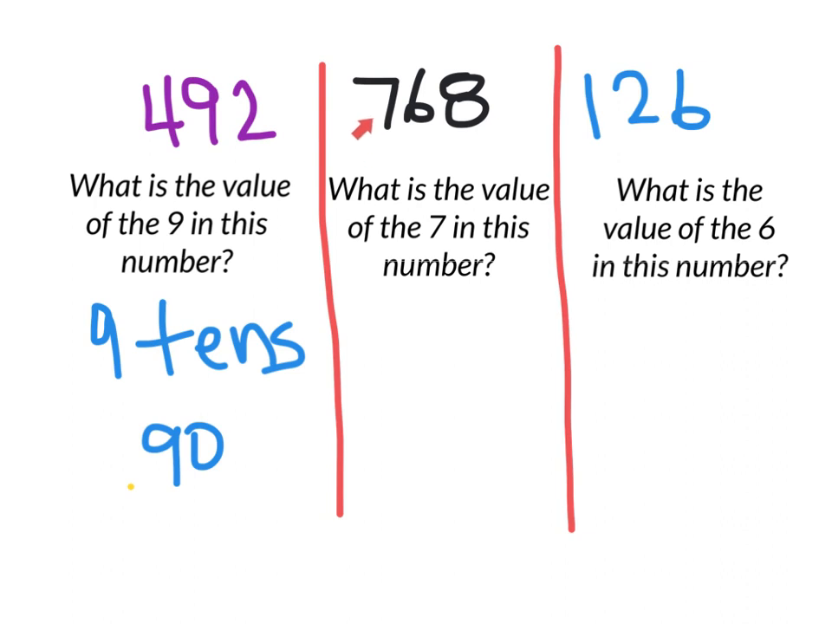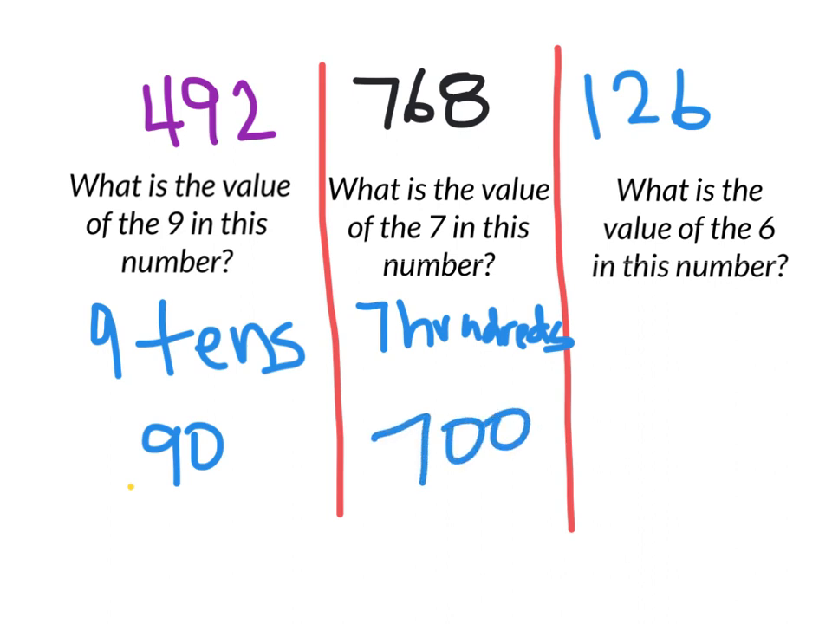Let's look at the next one. Let's look at the number 768. What is the value of the 7 in this number? So look at the 7. What is its value in this number? Write it down. Did you write down 700s? Or maybe you wrote down 700. Either one of those answers is correct.